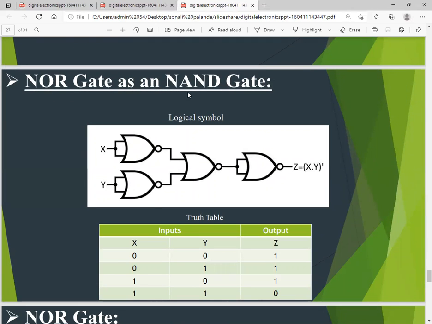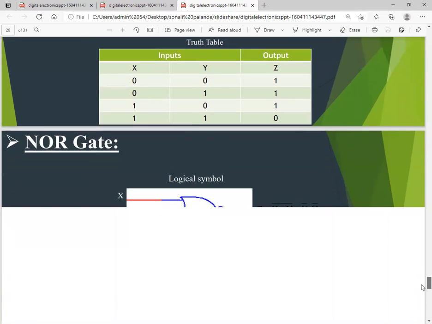So next one is the NOR gate as a NAND gate. Here we use four NOR gates connected to each other, and x and y are the inputs and z is the output. If we take x equals 0, y equals 0, then we get z equals 1. If x equals 0 and y equals 1, we get z equals 1. If x is 1 and y is 0, then z equals 1. And if x is 1 and y is 1, then z equals 0. That is, the output is nothing but the NAND gate. So that's why the structure is called the NOR gate as a NAND gate.